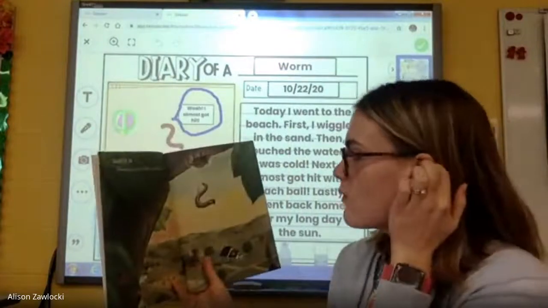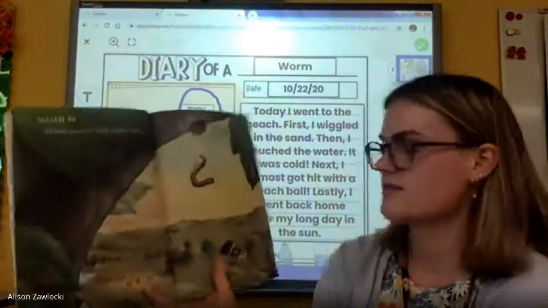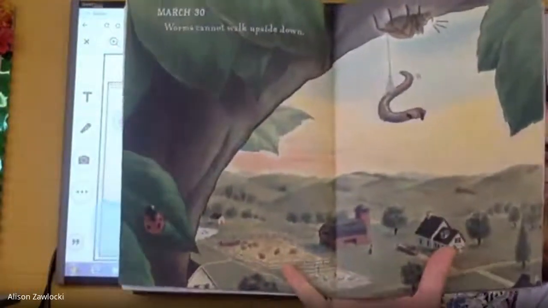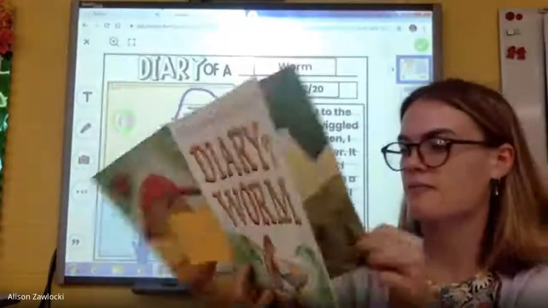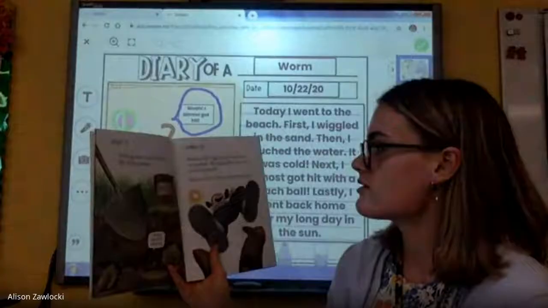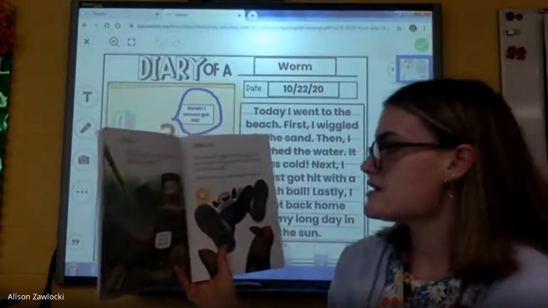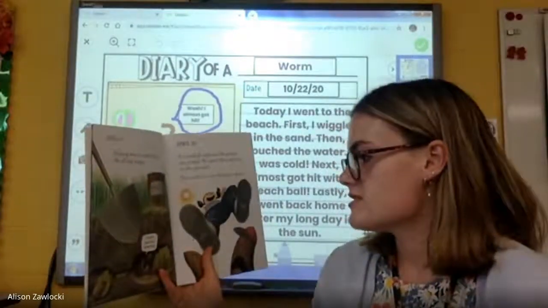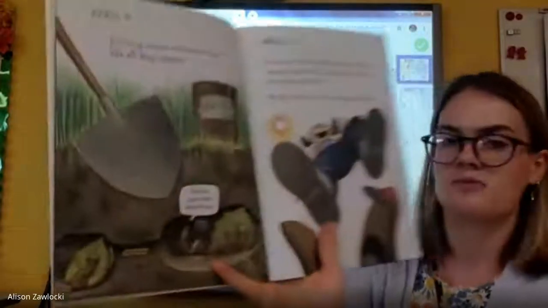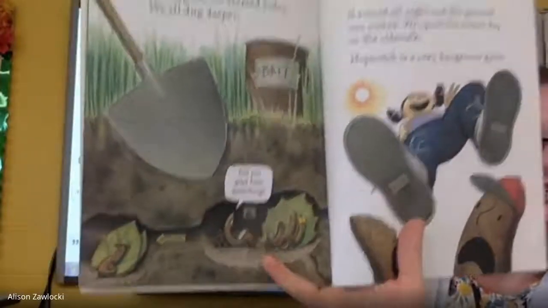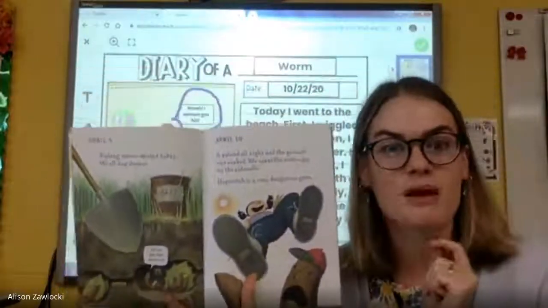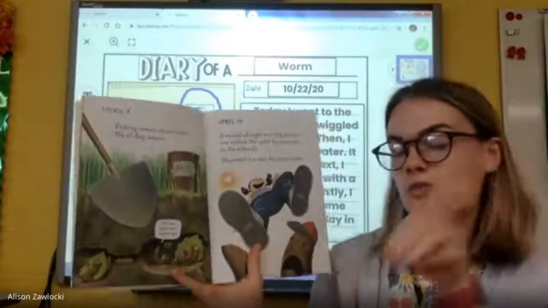March 30th. Worms cannot walk upside down. Oh, notice that his friend tried to teach him how to walk upside down. April 4th. Fishing season started today. We all dug deeper. Do you guys hear something? Oh, someone is digging. Fishing season, that means they need bait. Maybe some of you have been fishing before, but they use worms to catch fish.